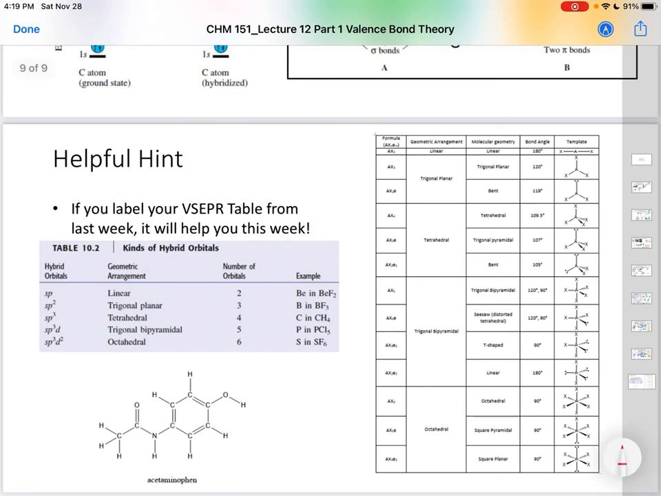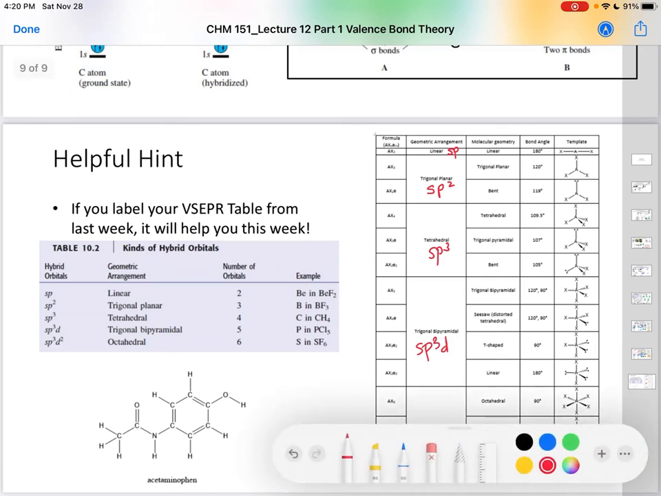Because if you think about it, sp is linear. So really, linear is sp. So write that there. Then the trigonal planar is sp2, so you write here sp2. The tetrahedral is sp3. Trigonal bipyramidal is sp3d, and sp3d2 is your octahedral. I would mark this up right now so that you have a good idea of what to do when you're doing the next part of the homework.